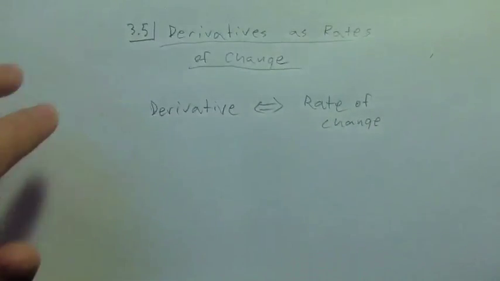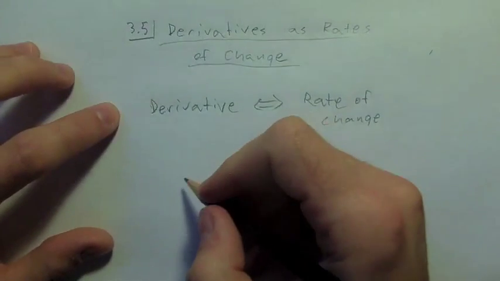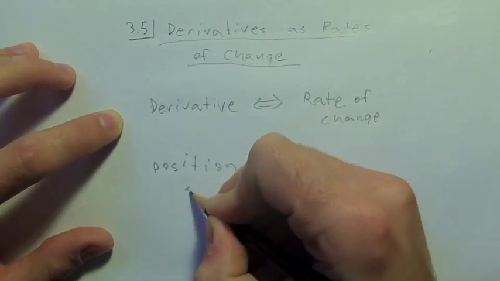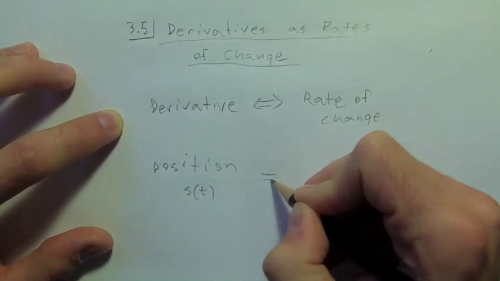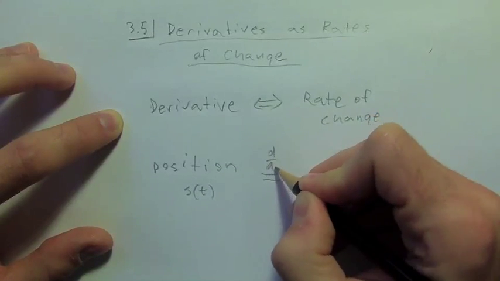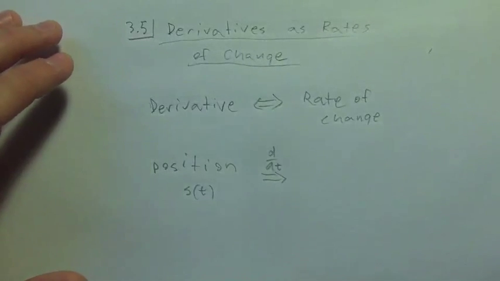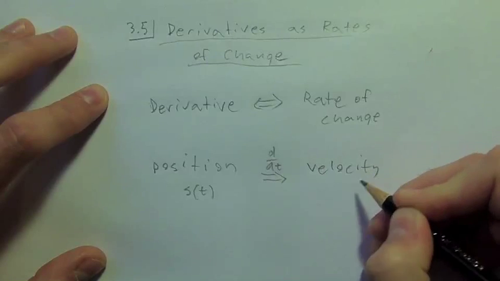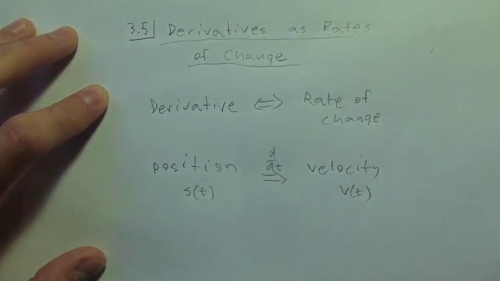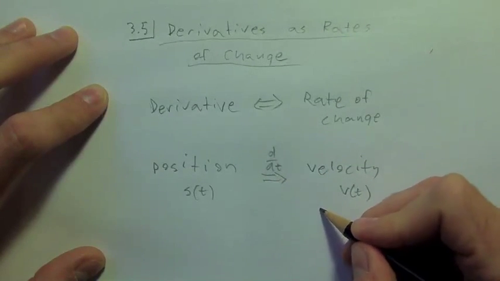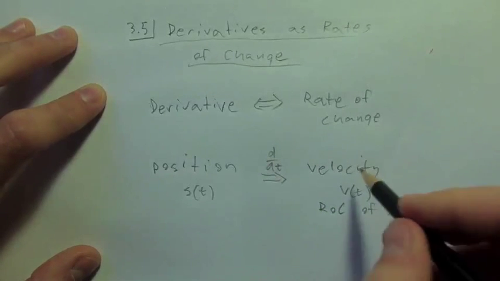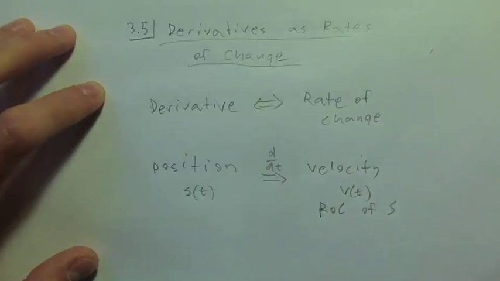And so, for example, if we had our position function, which is s of t, and we take the derivative, what do we get out? Well, we get the velocity, v of t, which is the rate of change of the position, right? So rate of change of s, that's what that gives us. Hopefully you understand what I mean there.